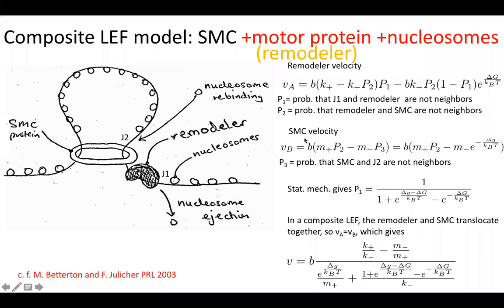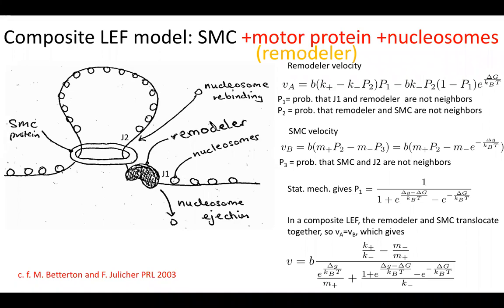And what we've done actually is work out a simple Brownian ratchet type model where the remodeler ejects nucleosomes, the SMC, this one part of the ring, diffuses or translocates on the naked DNA behind the remodeler that the remodeler has cleared, and then nucleosome rebinding behind the SMC keeps one leg of the SMC close to the remodeler. In this way, as the remodeler translocates along ejecting nucleosomes, the SMC follows in its wake and is pushed essentially behind it by nucleosome rebinding.